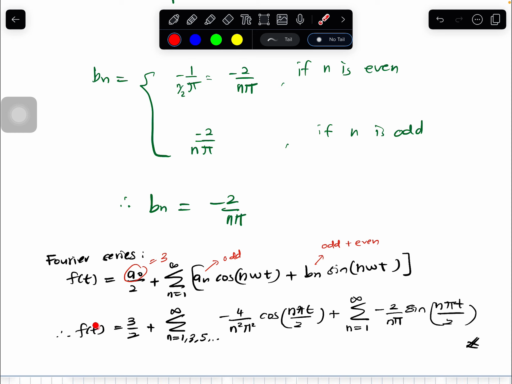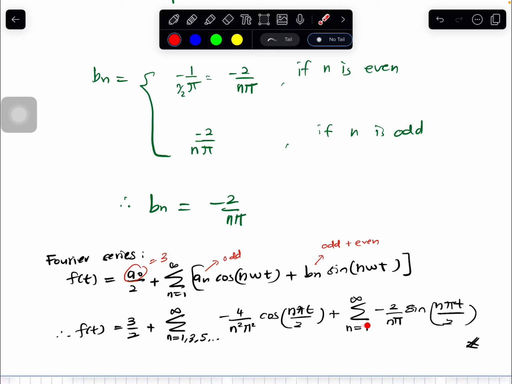What I mean is, okay, first f(t), a0 is 3, so we substitute 3 here and then plus sign. And then we have summation, this is an, right? But an only works for odd. So in the summation notation here, we are writing for odd number. How to write for odd number? We just need to write like this, 1, 3, 5, and so on. This indicates for odd number only, right?